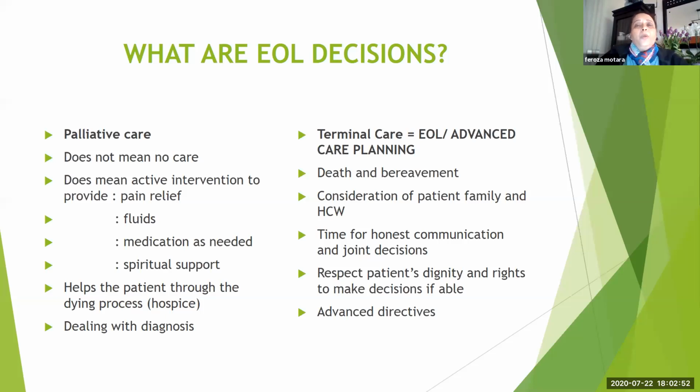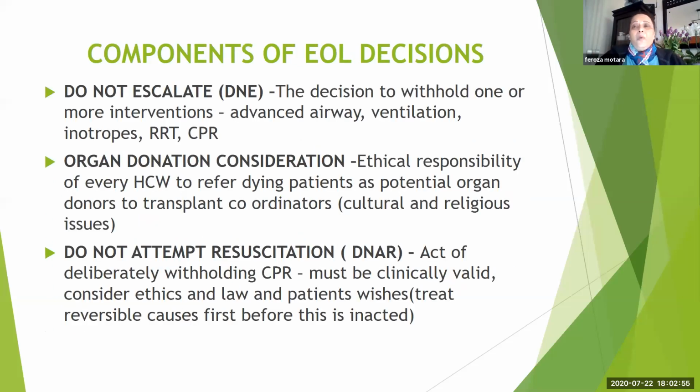So what are the components of these end-of-life decisions? And we've all heard these terms bandied about, so I'm going to try and break them down a bit. Do not escalate treatment, or DNE orders, is essentially a decision to withhold one or more interventions. And these usually involve advanced management or life support measures. So for example, an intubation, a ventilation, should we put a patient on an inotrope to maintain circulation? Do we need to dialyze the patient, and do we need to do CPR? And particularly relevant in our COVID environment at the moment is, do we do CPR?